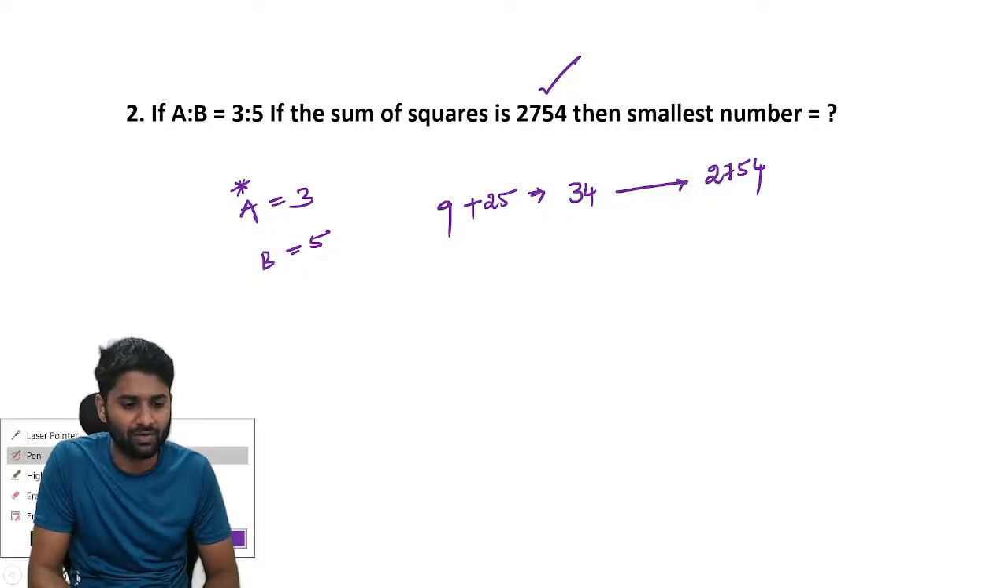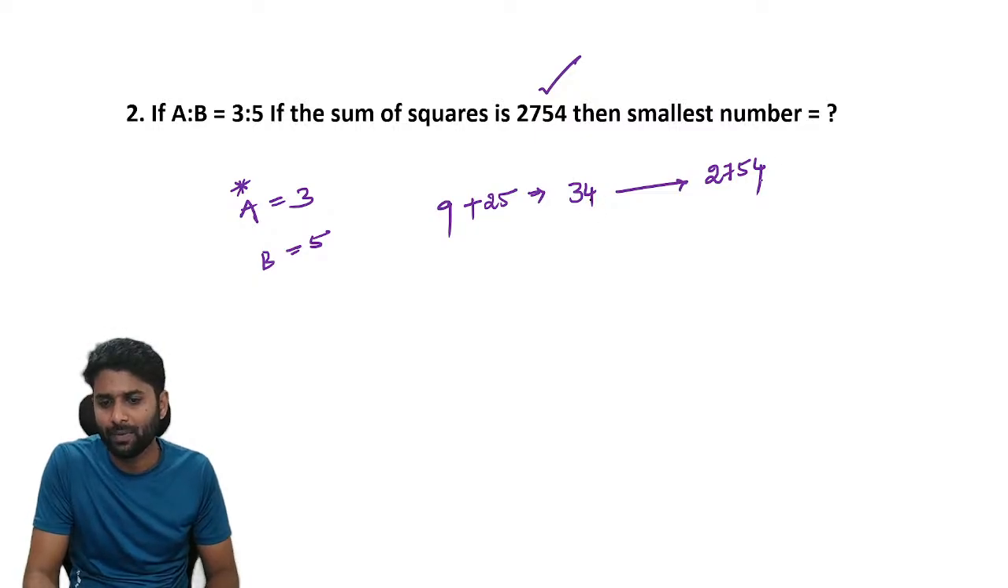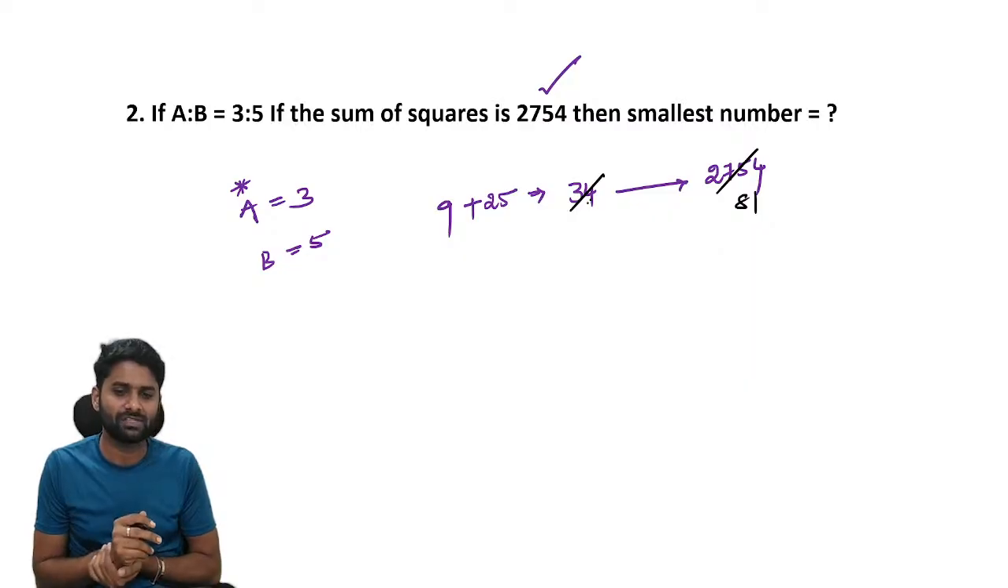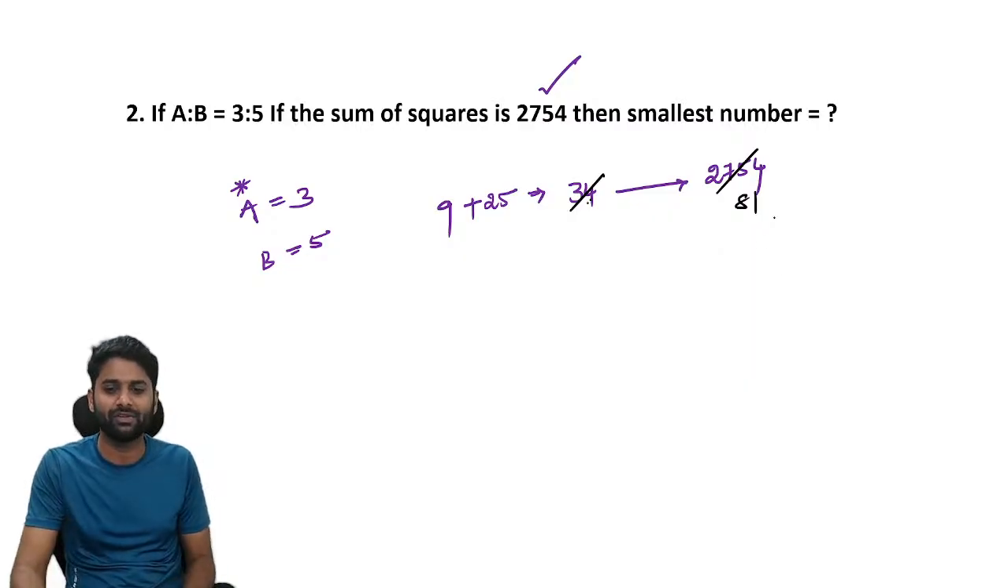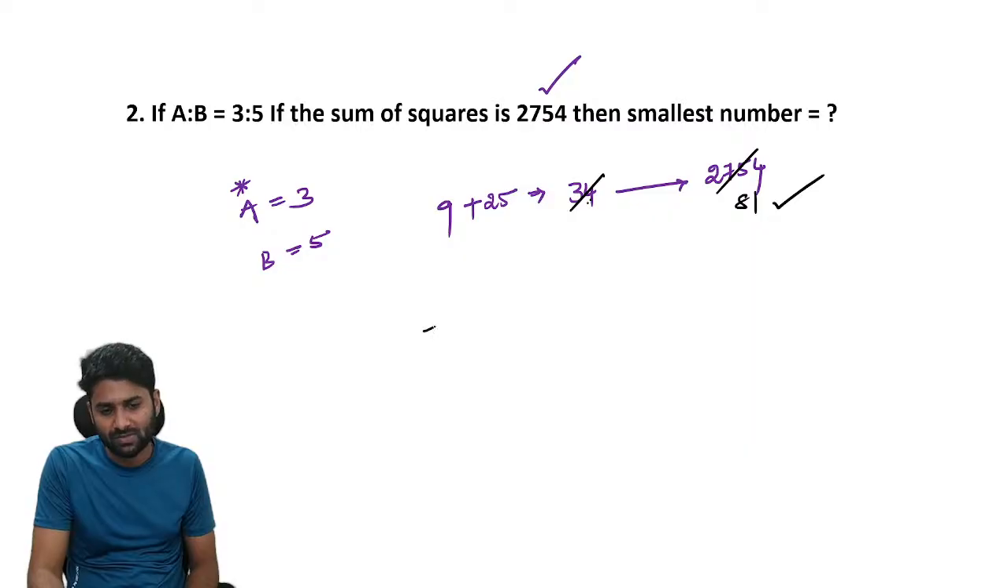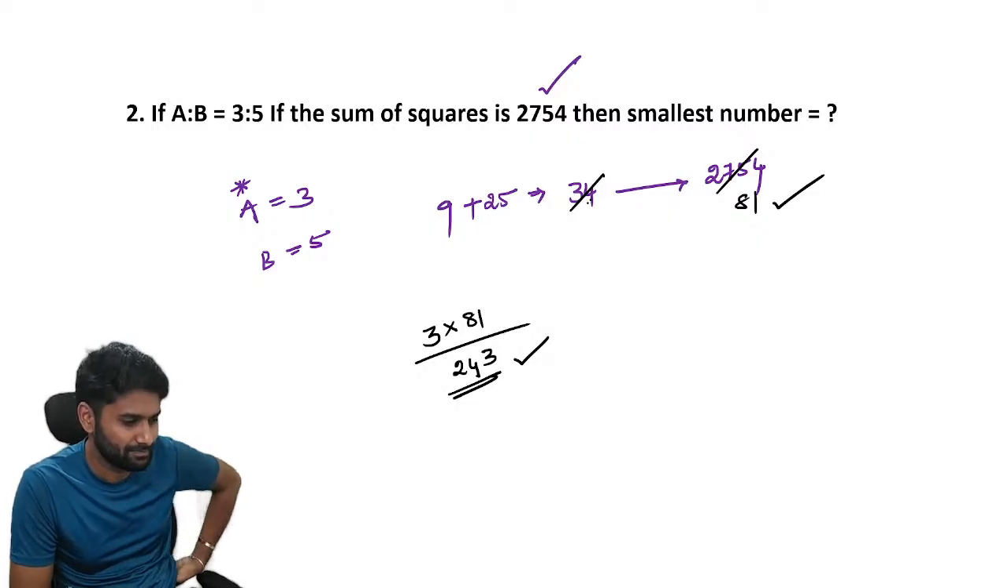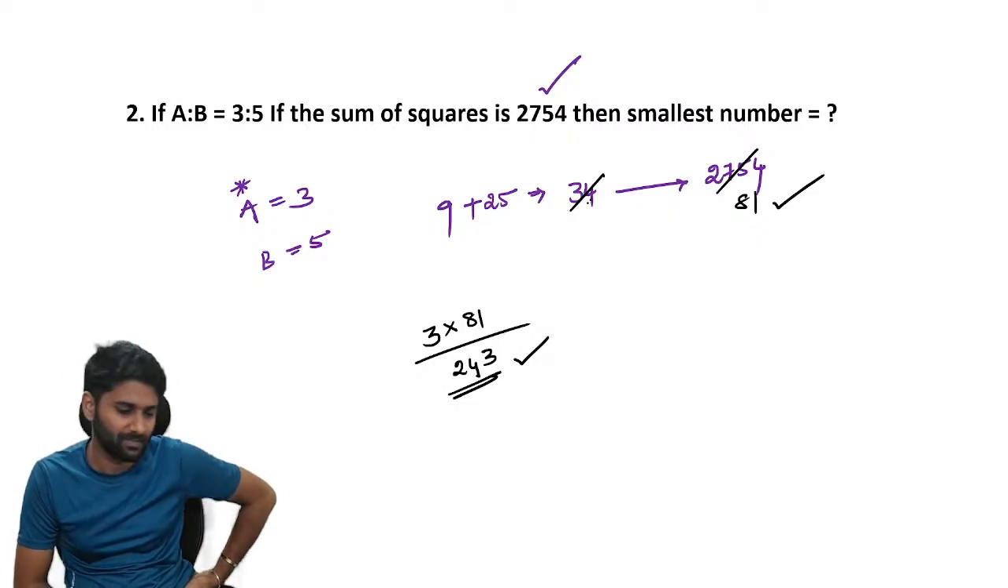Now you convert your unit, meaning whatever the quantity, into the number. So 34 is multiplied by 81 times, it's 2754. That means each unit value is 81. Out of these two, what is the smallest unit here? 3. Converted into the number, 3 is multiplied with 81. So 243 is the correct answer. Is it clear?